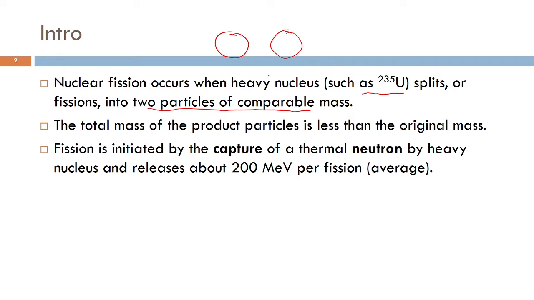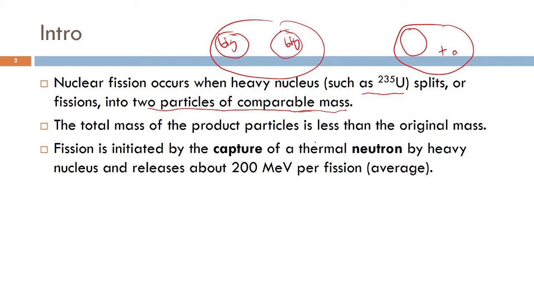It is not like alpha decay, when you have a nucleus producing an alpha particle which is very small. So that is what is meant by comparable mass. Both are big, this one also big. And of course the mass of the product particles is less than the original mass.